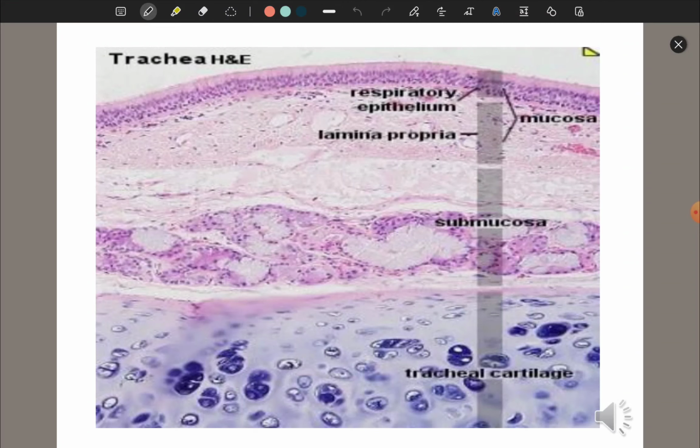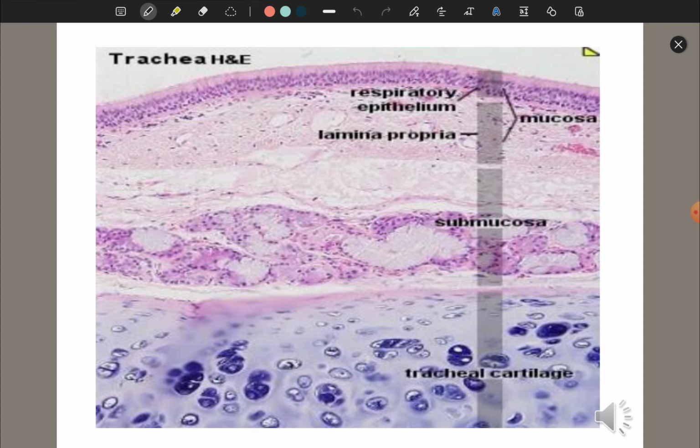So this is the respiratory epithelium, and later on comes this area, which is the lamina propria. Later on is the submucosa, somewhat thicker than the lamina propria, and it contains these structures. These light structures represent the cross-section of the secretory portions of the glands, the seromucous glands.